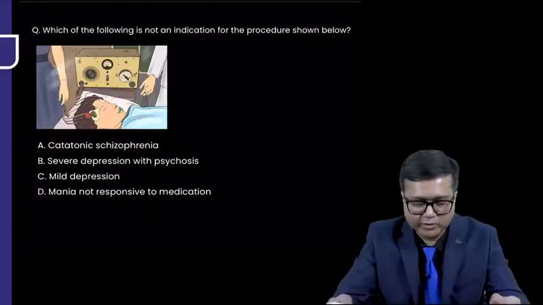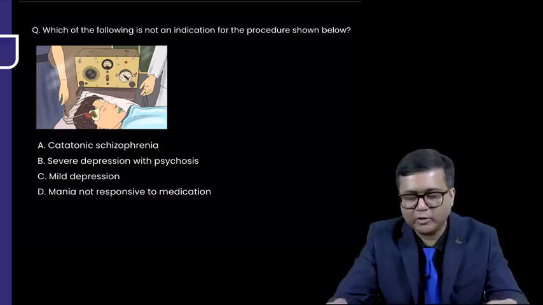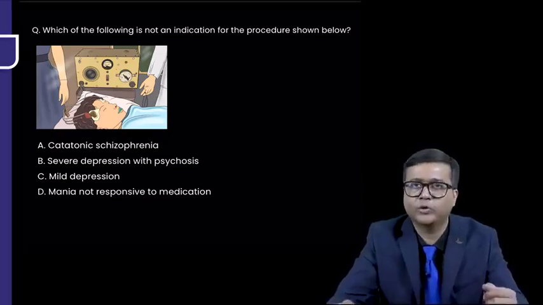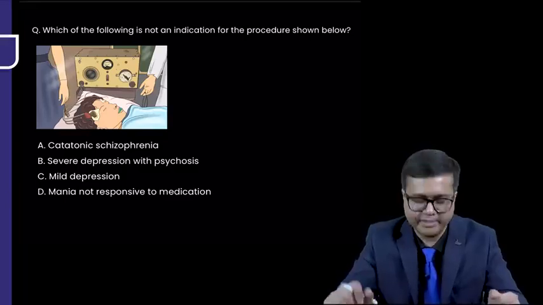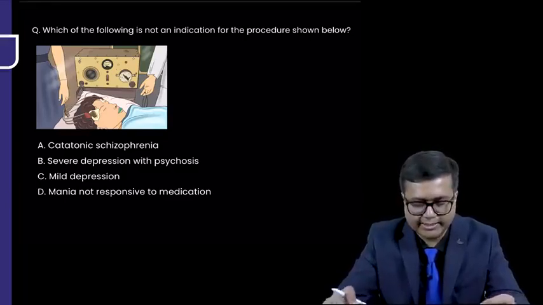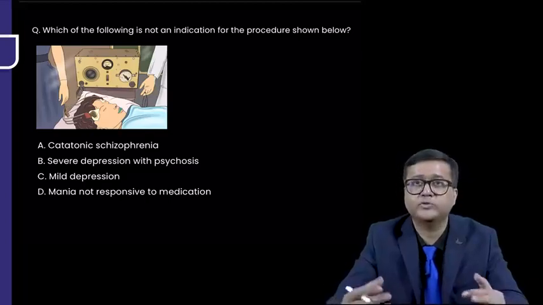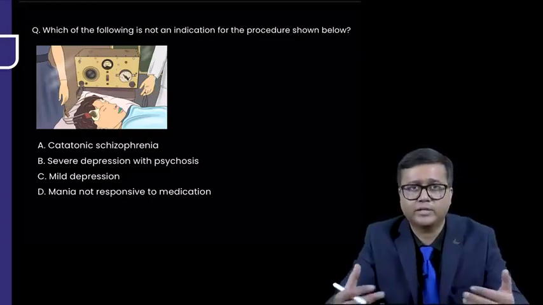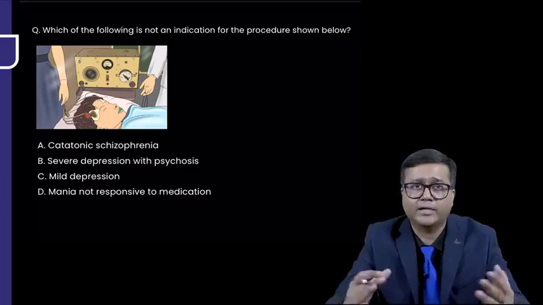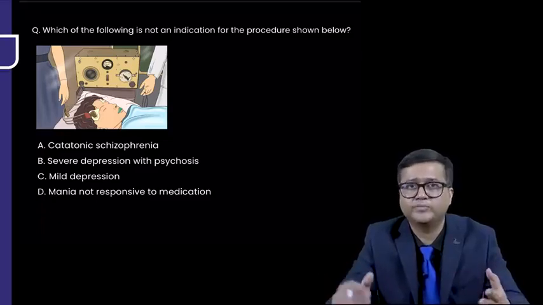Now let's talk about the next question. Which of the following is not an indication for the procedure shown below? So there is a procedure which they've shown in the image. Now the options are A, catatonic schizophrenia, B, severe depression with psychosis, C, mild depression, and D, mania not responsive to medication.